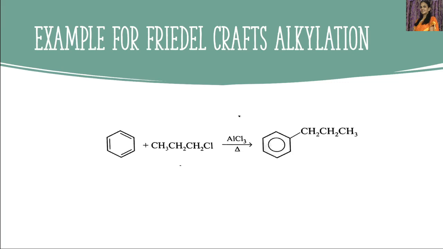We can also consider ethyl chloride or methyl chloride here instead of this big alkyl group. CH3Cl you can simply take. Then we will get a CH3 group substituted on benzene, that is nothing but toluene. So methyl benzene is called toluene. If we consider methyl chloride here instead of propyl chloride, we will get methyl benzene, that is called toluene. That is the simplest example we can give for alkylation.